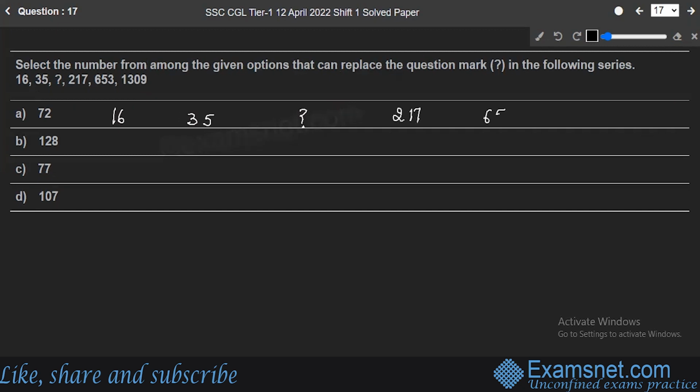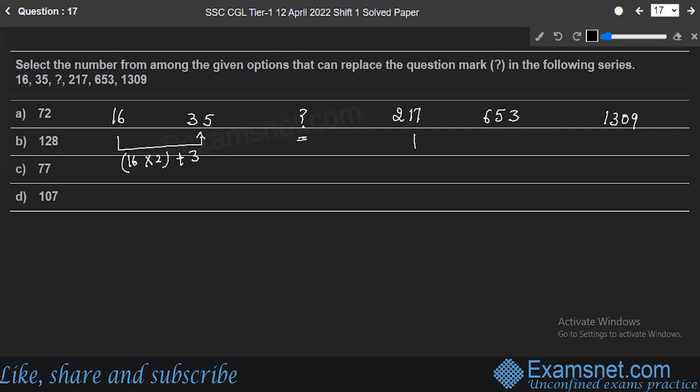217, 653, and 1309. Right, you have to find out the logic. Once you get the logic, you will be done. Here, I know this number: 16 multiplied by 2 plus 3 gives me 35. Correct? I don't know about here, so I'll leave this one.